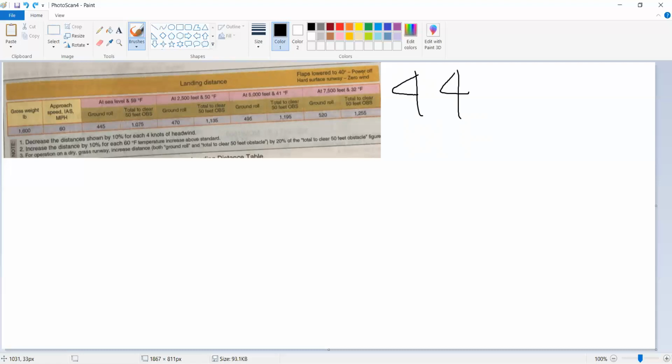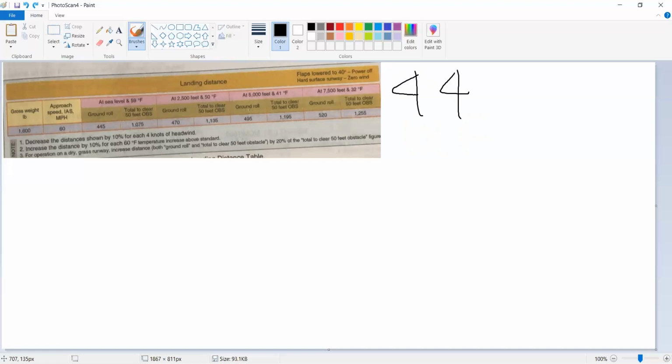Oh, it goes between these two boxes because we're doing 1250. I'm sorry, this is 55, so that doesn't work. So we're talking about these two boxes. All right, so be it. We have the same situation. We need to get the average, or the median, between 445 and 470, because it's asking for the approximate landing roll distance.